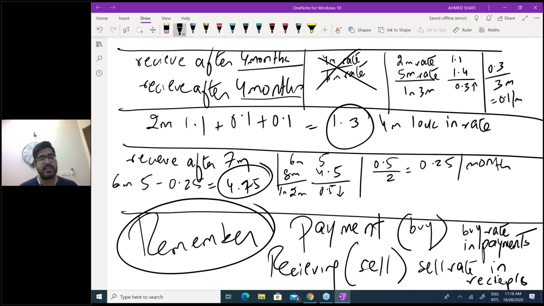Which one is buying and which one is selling is explained by quotes. If it's an indirect quote, division, lower buying, higher selling. If it's a direct quote, multiplication, lower selling, higher buying. So you have to apply averaging on the relevant rate.